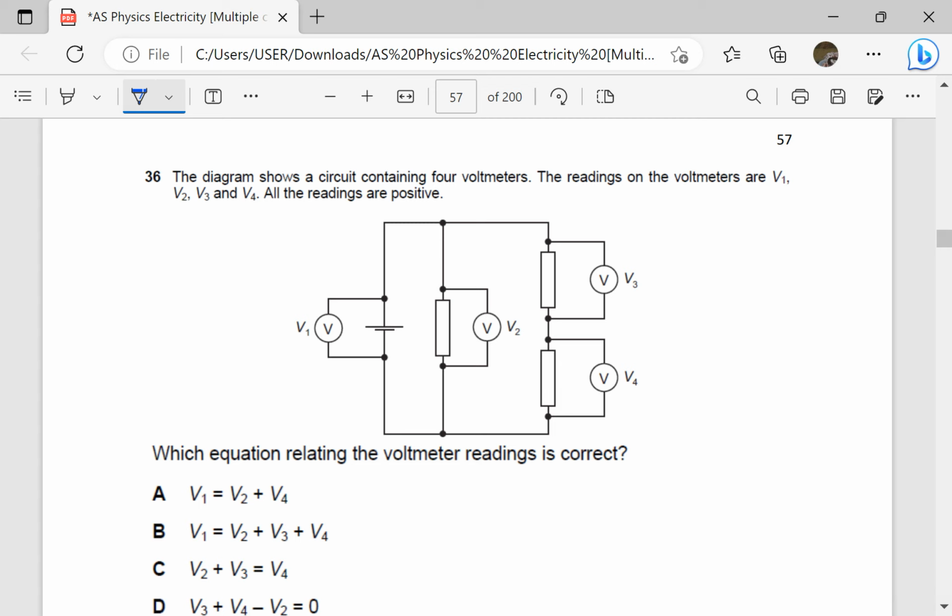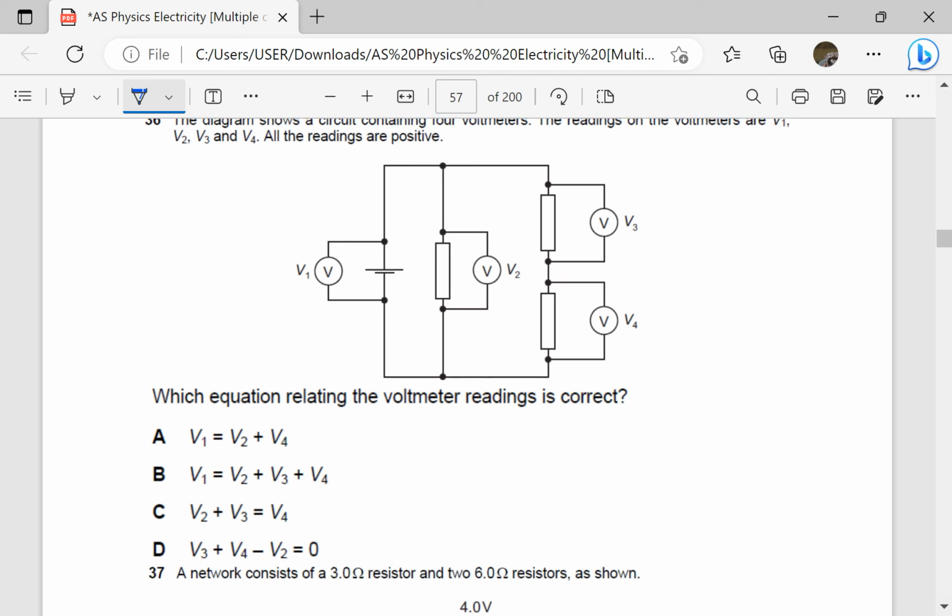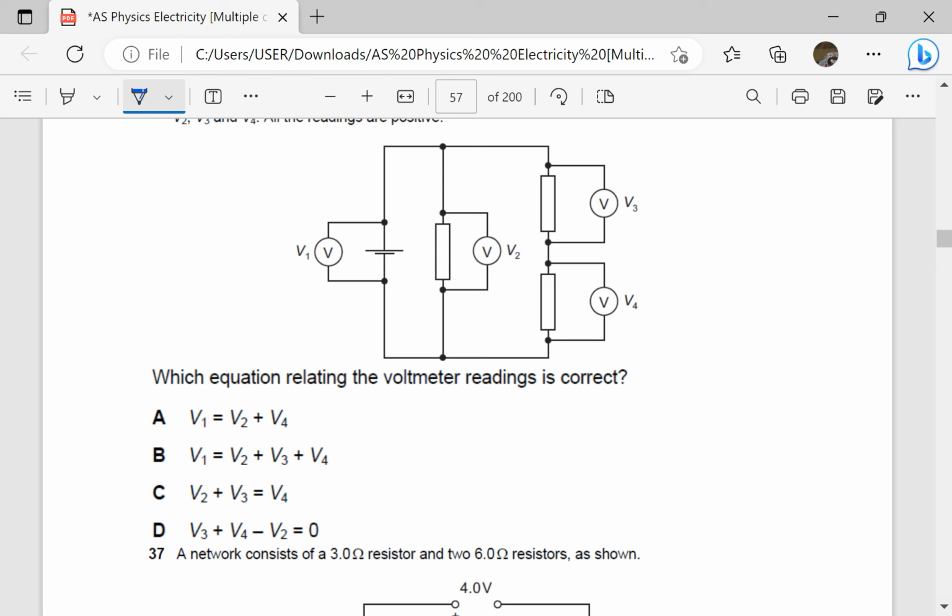The diagram shows a circuit containing 4 voltmeters. The readings on the voltmeters are V1, V2, V3, and V4. All the readings are positive. Which equation relating the voltmeter readings is correct? V1 equals V2 plus V4. Automatically, that is wrong because V1 is the same as V2, because these are actually in parallel. So V1 is supposed to be the same as V2. So this is wrong. V1 should be the same as V2.